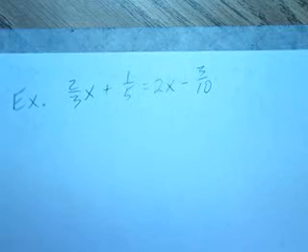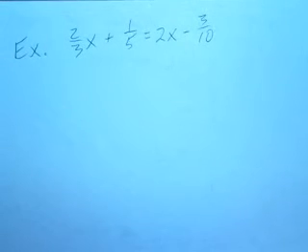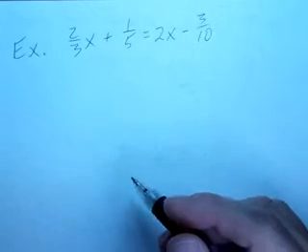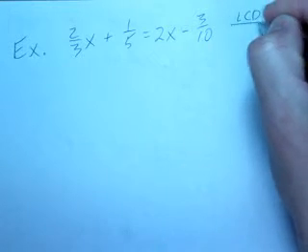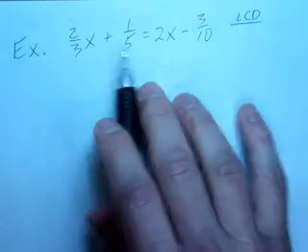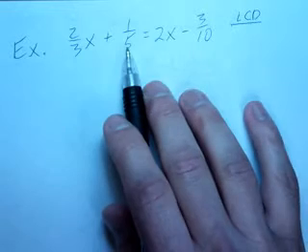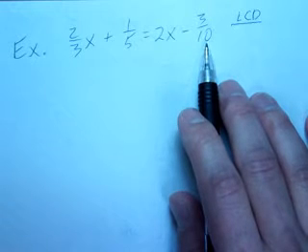When you're asked to solve an equation that has many fractions in it, the best idea is to find the lowest common denominator between every denominator that you see. So between 3, 5, and 10, what would that be?